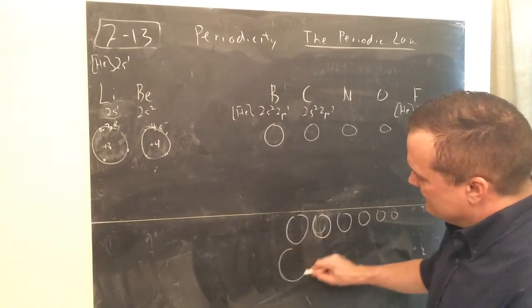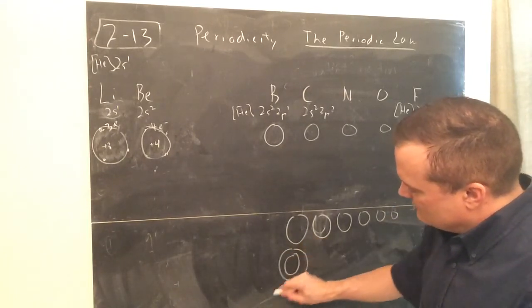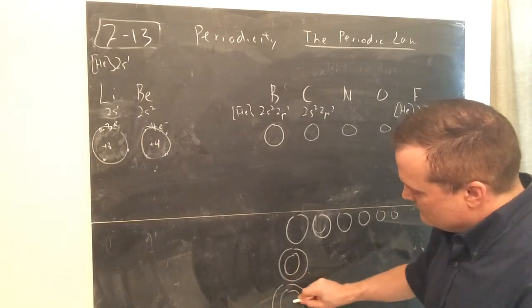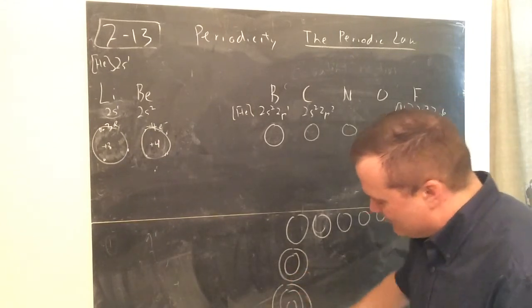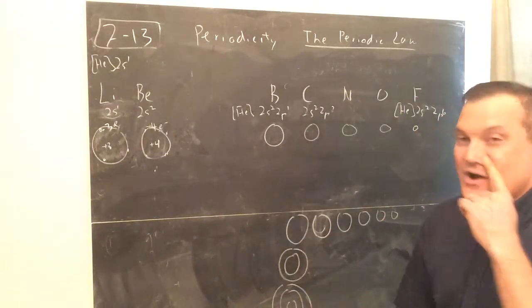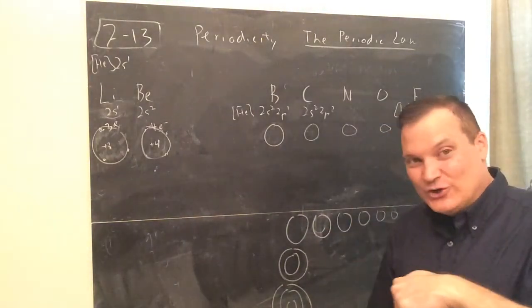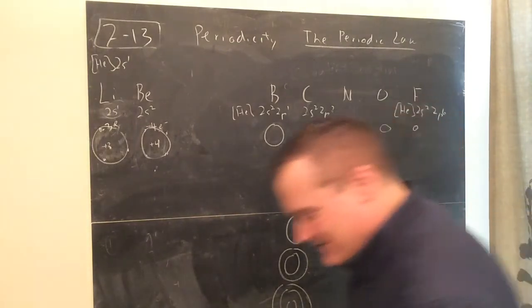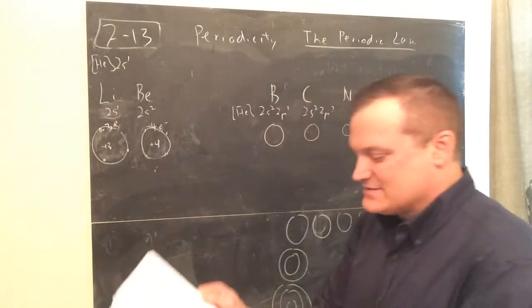Now I'm going to go down, and now look what I'm going to do. What in the world is happening now? I'm going to run off the board. You can't see it all. But I'm adding another circle each time. Well, as you go down a group, atoms actually get larger. And you'll see why, and that's the main reason.